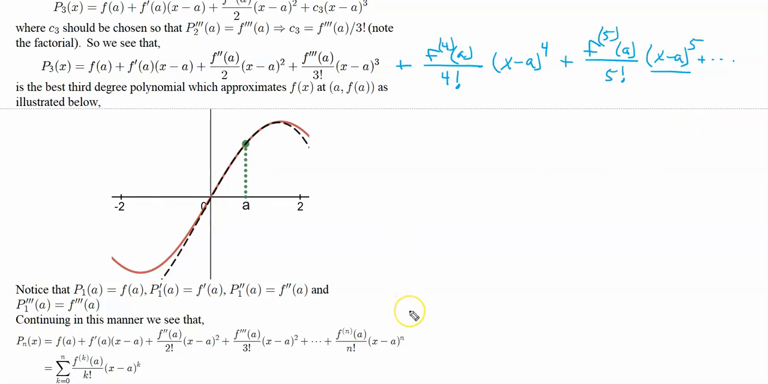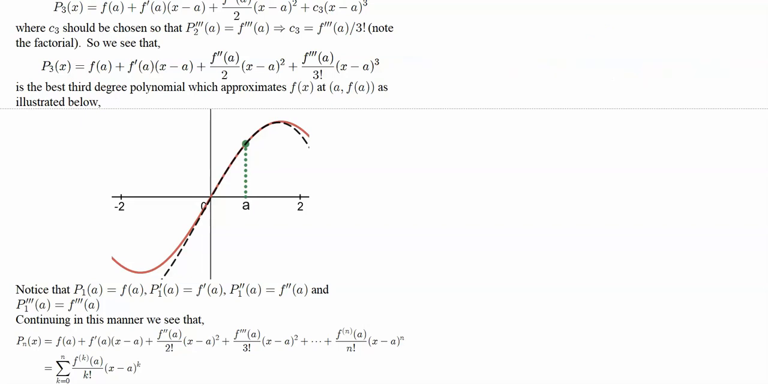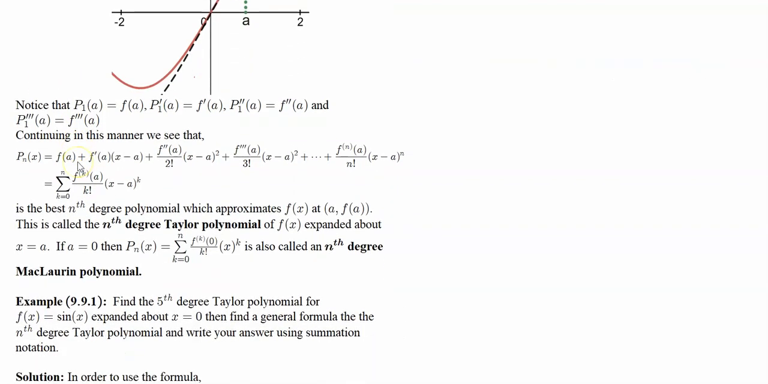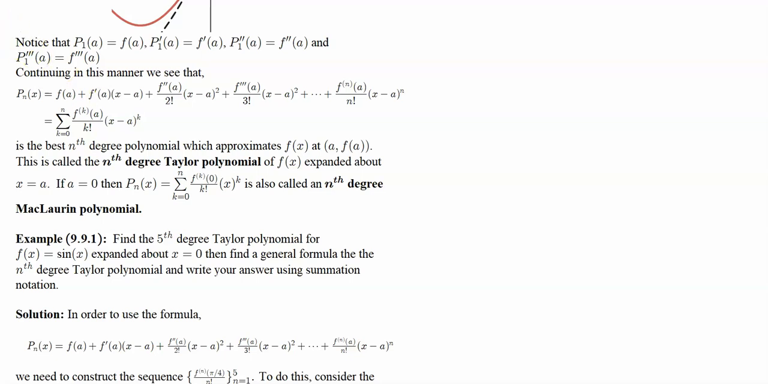Okay, so what we have is this formula down here now for the nth degree Taylor polynomial. So right here is our formula. You notice we have f of a, that's a constant, plus. Then we take the first derivative of f, evaluated at a, multiply by x minus a to the 1st power. Then we take the second derivative of f at a, divide by 2 factorial, or just 2, multiply by x minus a squared.